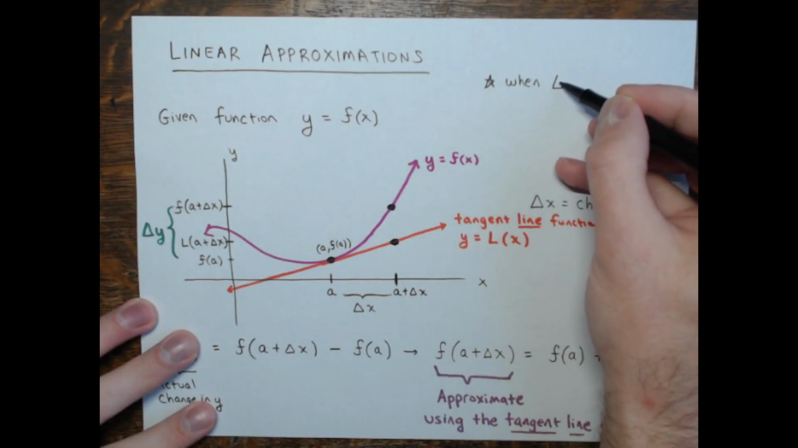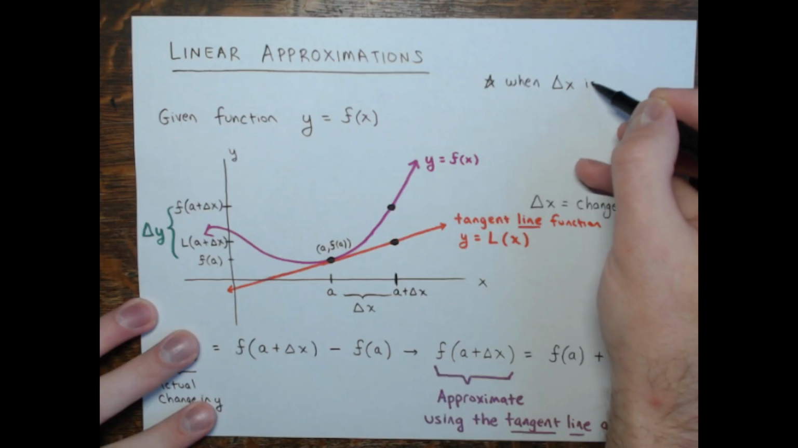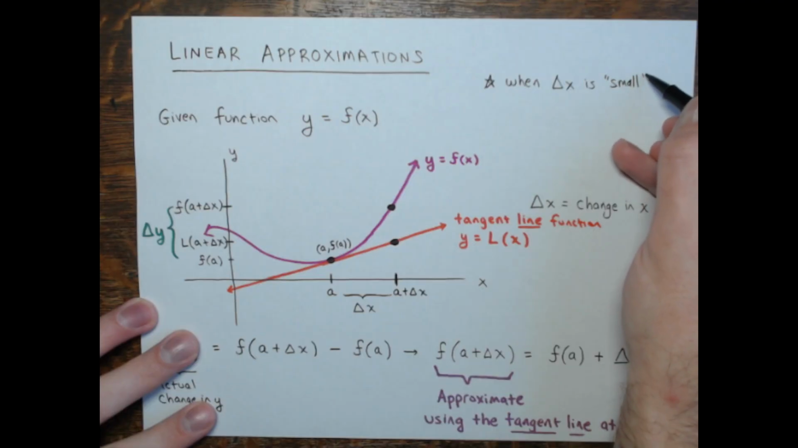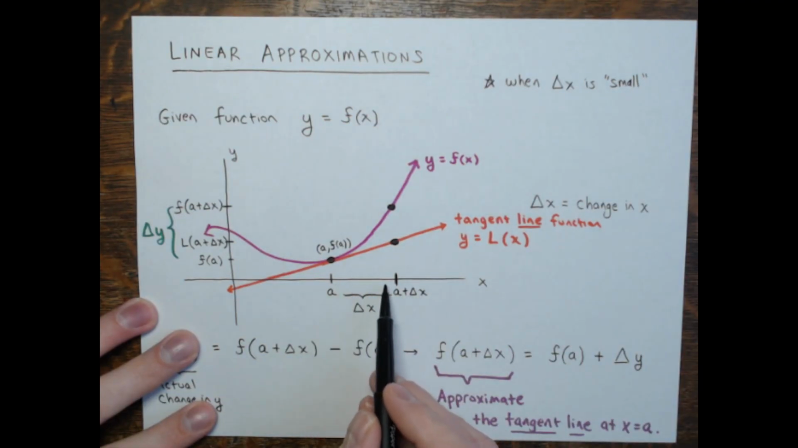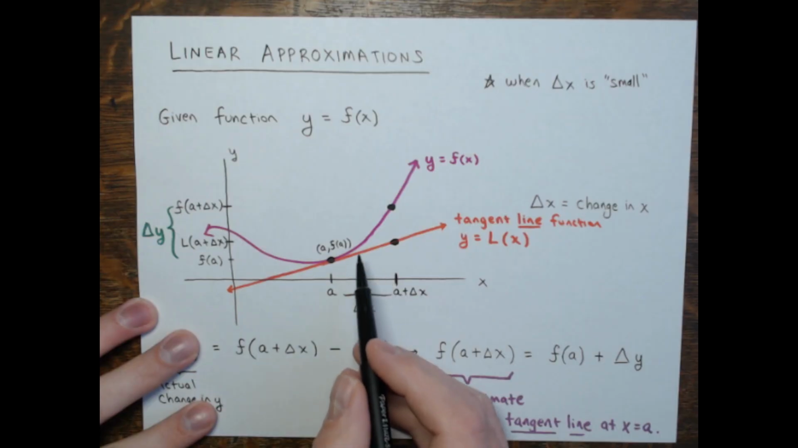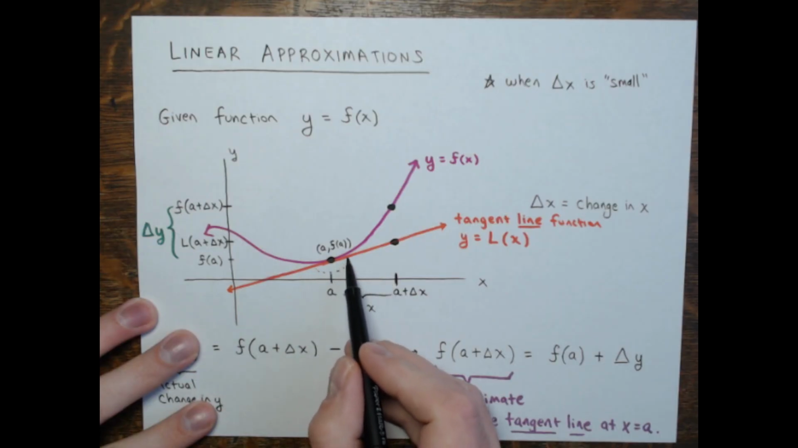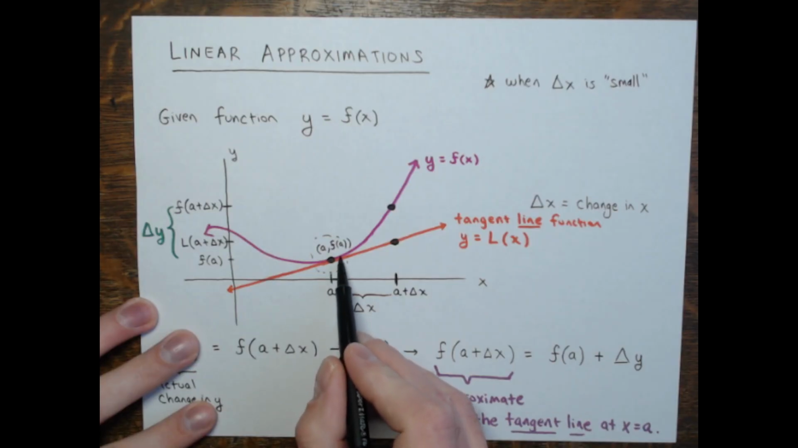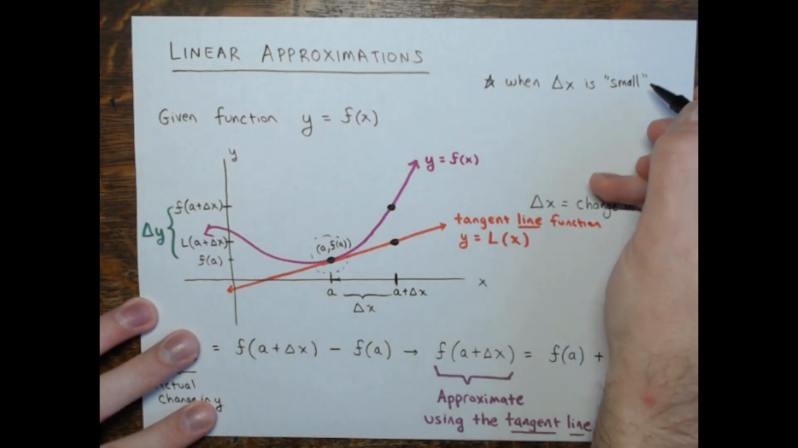So when the change in x is, and I'll put this in quotes because we're not really defining it so much here, but when this change in x is tiny, you see we'll be around point a, f of a. When you make a very tiny change in x, you see how the tangent line and the curve itself are very close to being one another. Their outputs are almost exactly the same.